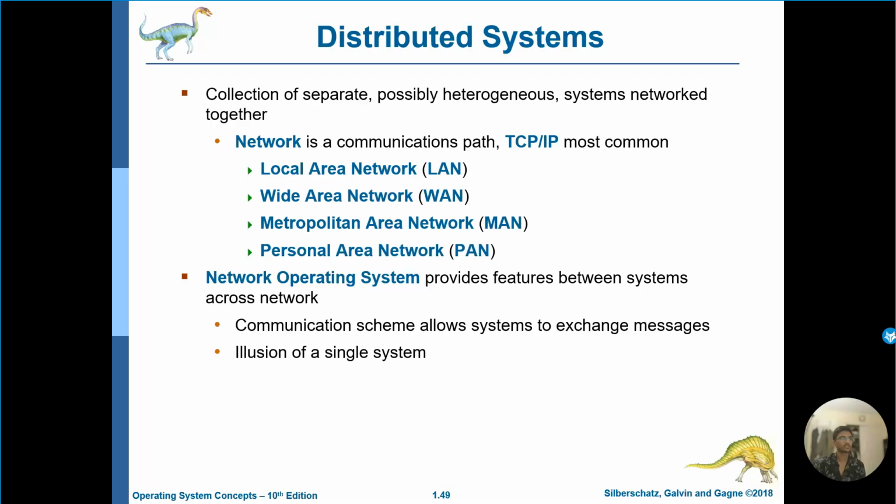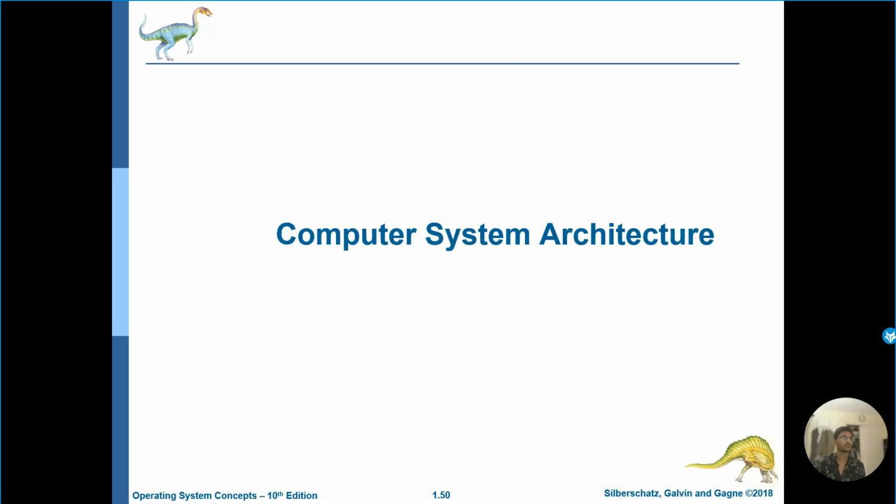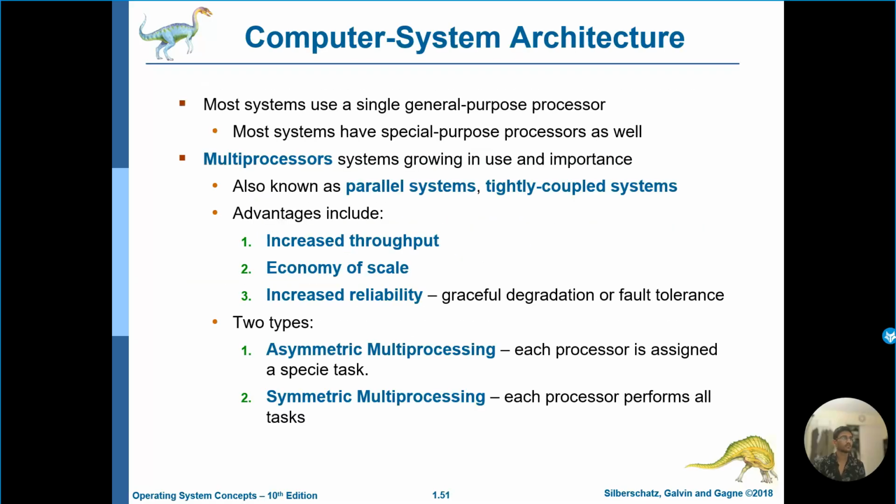So a network operating system provides features between systems across networks. The scheme allows systems to exchange messages. And yeah, so coming to the architecture, some of which we've seen in previous slides also. Computer system architecture. Most systems use a single general purpose processor. Nowadays we have multi-processors that you can run as parallel systems that are tightly coupled, right?